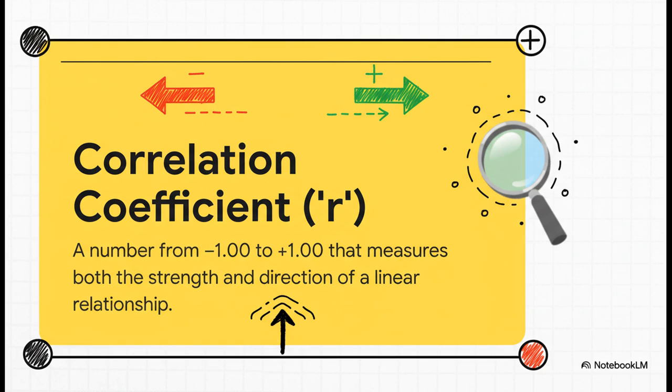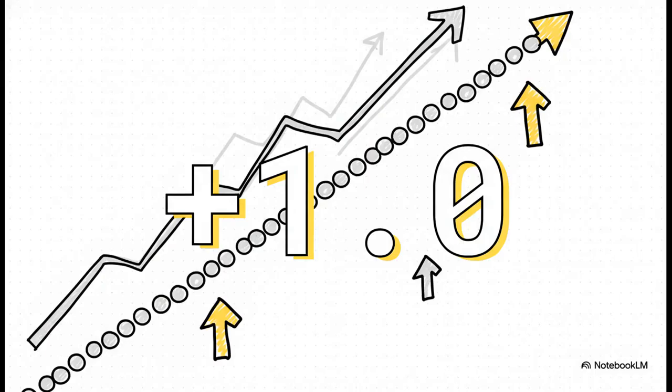The sign, whether it's plus or minus, tells us the direction, and how close that number is to 1 or -1 tells us how strong the link is. So if you get a value of +1, that's a perfect positive correlation. It's like all the dots on our chart line up in a perfect, straight, upward-sloping line. It is literally the strongest positive connection you can possibly find.